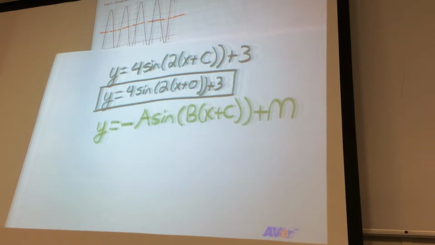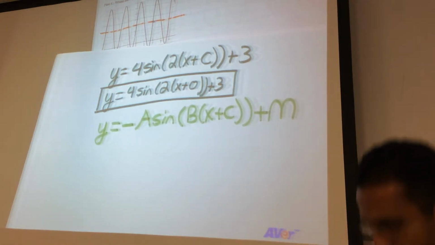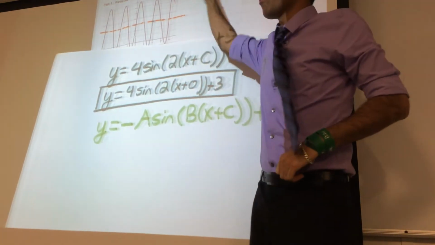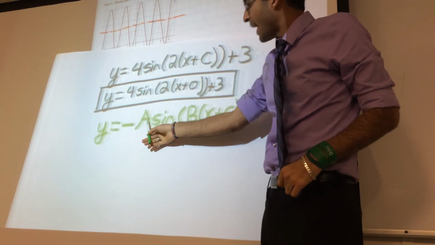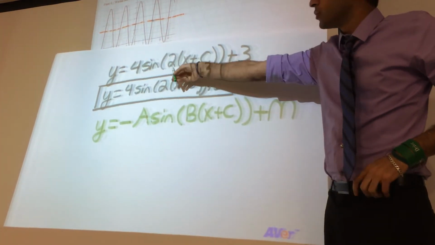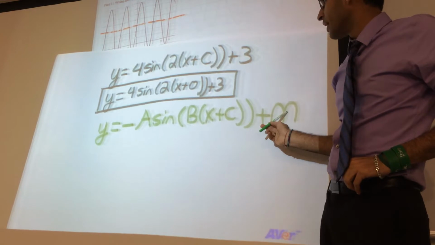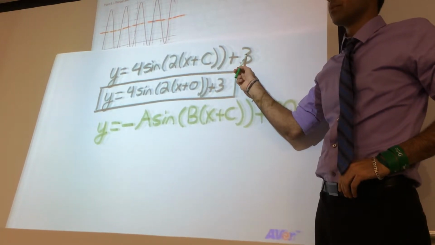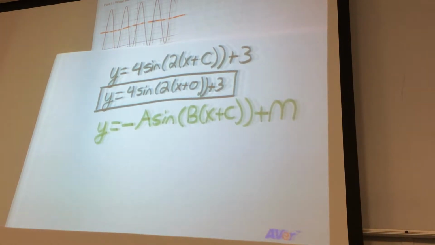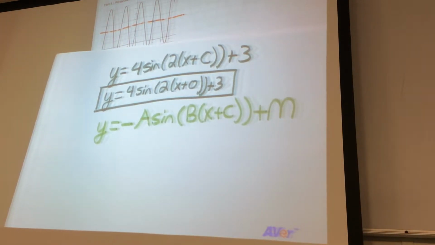Okay, give me a couple minutes. Now, I'm just going to use negative sine instead of positive sine. But nothing has changed from the graph, which means the amplitude is still 4, the b value is still 2, and the midline is still 3. Nothing has changed about the graph. It's just a different way of writing the equation of the graph.